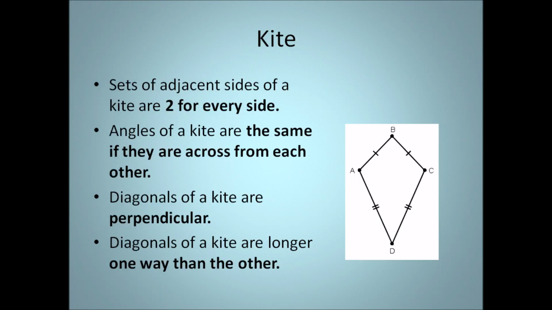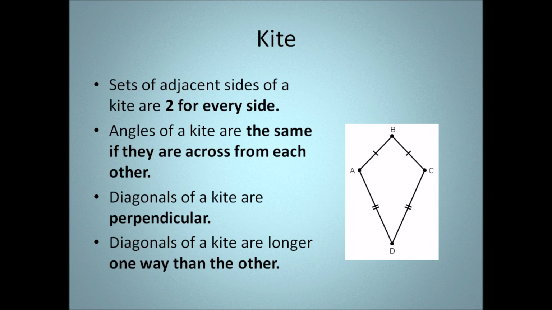Up next we have the kite. Two sets of adjacent sides of the kite are congruent. Angles of the kite are the same if they are across from each other. Diagonals of the kite are perpendicular, and the diagonals of a kite are longer one way than the other.